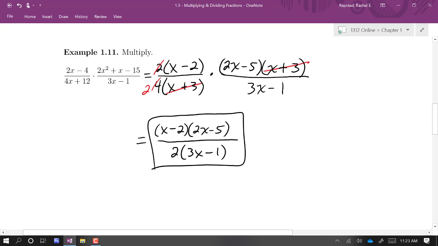Now, it really makes sense to just leave it like this. If you want, you can multiply things out, but it doesn't really get us anything. And it's useful to see a fraction in its factored form.